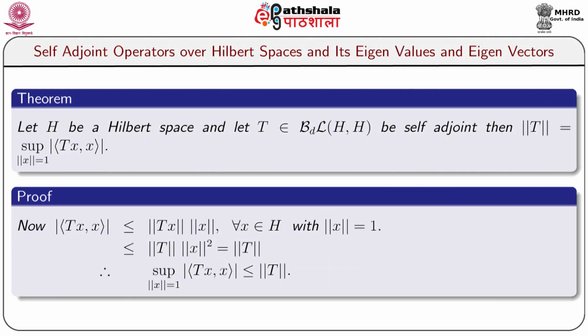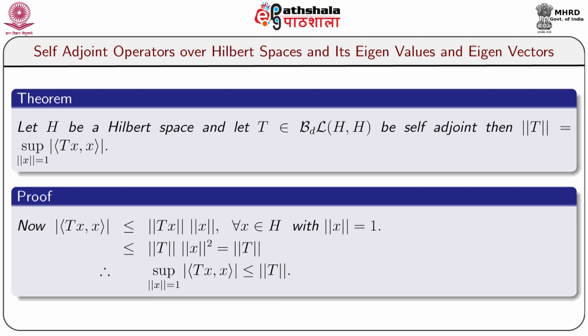Let us take another theorem. Let H be a Hilbert space and let T be a bounded linear operator from H to H, that is T belongs to B(H, H), and it is such that T is self-adjoint. Then norm T equal to supremum of modulus of inner product ⟨Tx, x⟩, and the supremum is taken over all such elements with norm of x equal to 1.